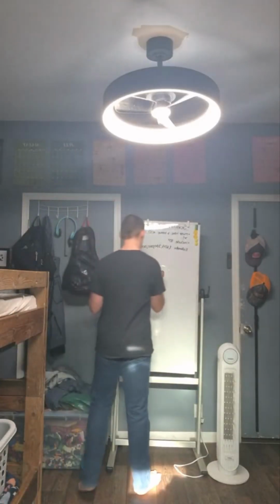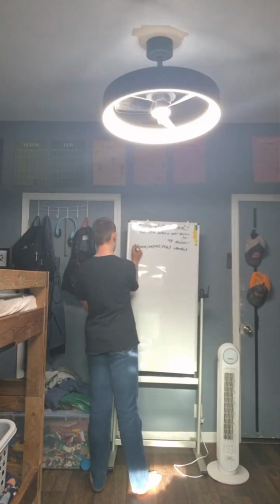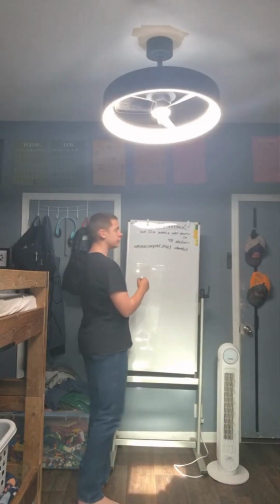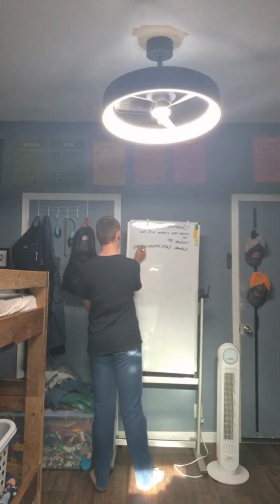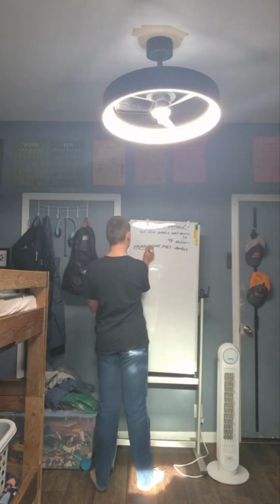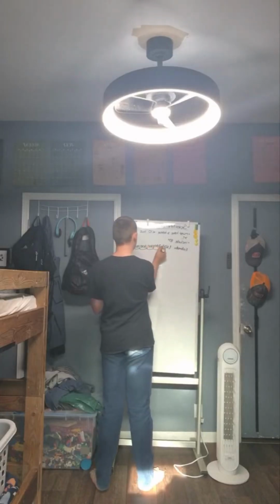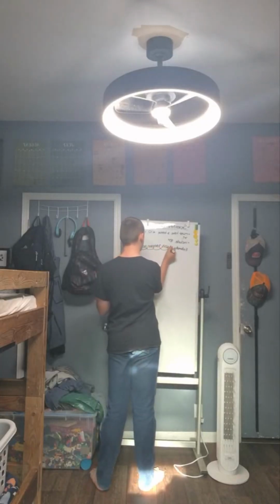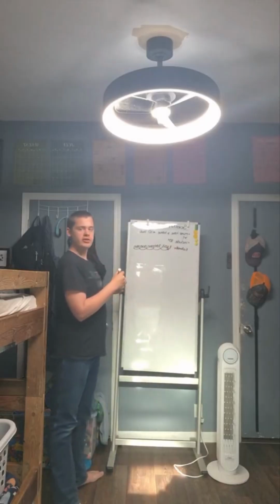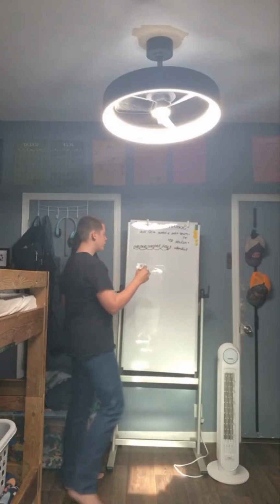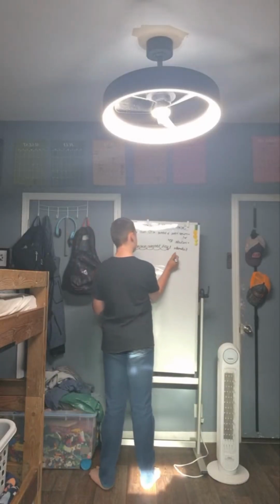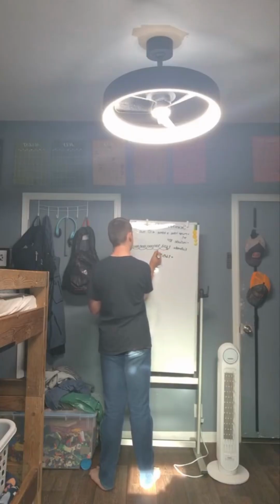So, I count the zeros, usually about 3 values. So, 0, 3, 6, 9, 12, 15. 15 zeros. So, this number equals 1.6532 times 10 to the power of 15.